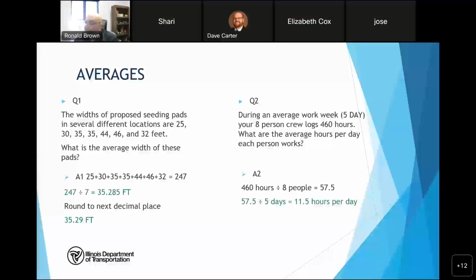for the total per person. Divide that by 5 days. So each person on your crew averages 11.5 hours per day.